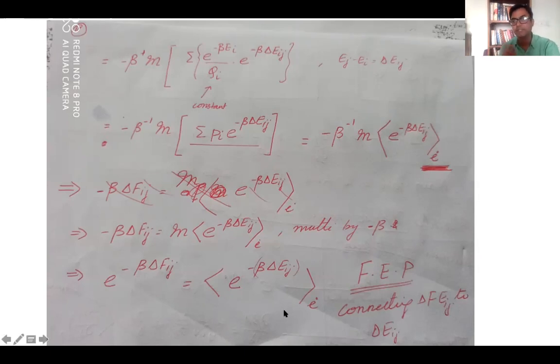with the energy difference between the state I and J. Note the exponential term here and the I term here, right? So it's not just one state. You cannot just take one state, one snapshot, get the delta E, and say that that is the free energy difference, because that's not the case.